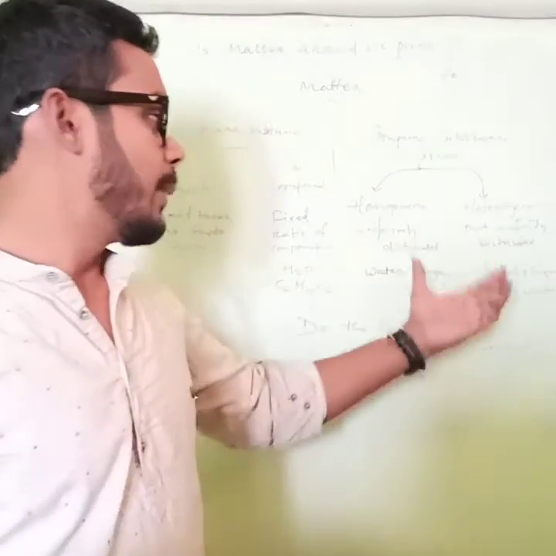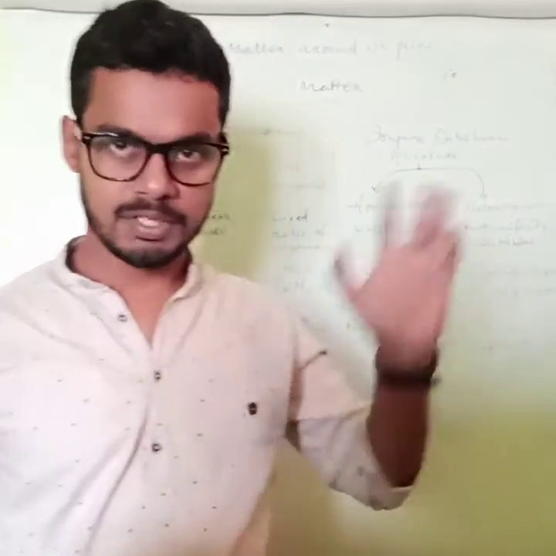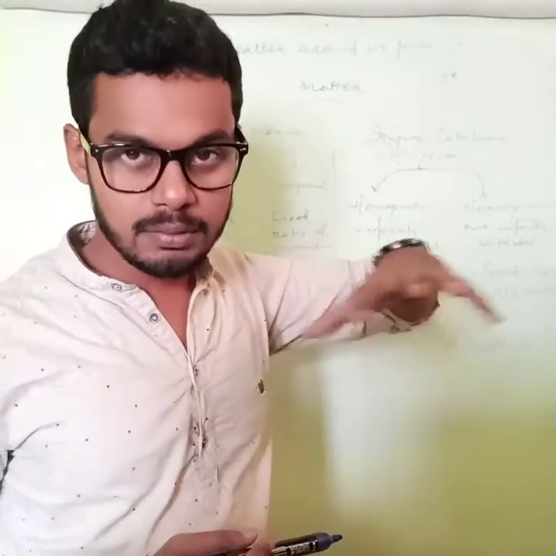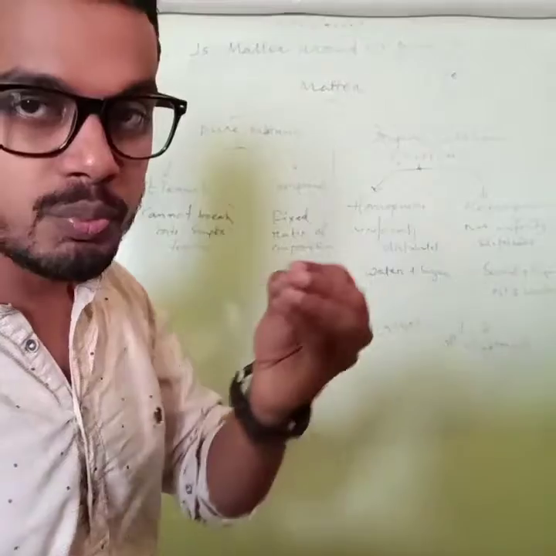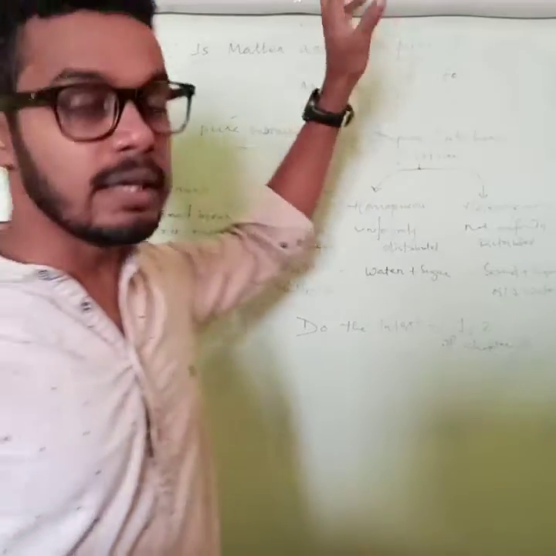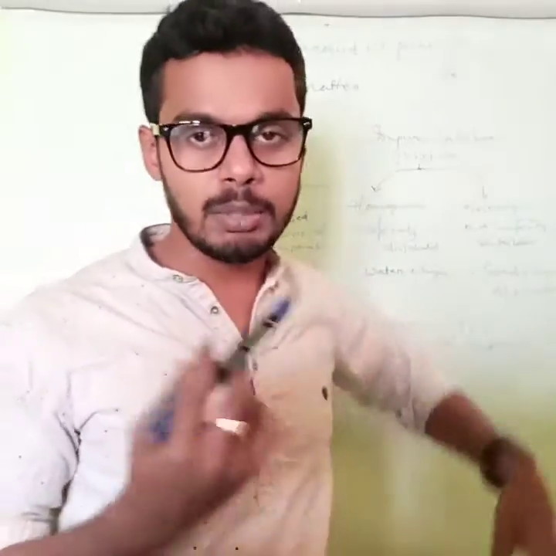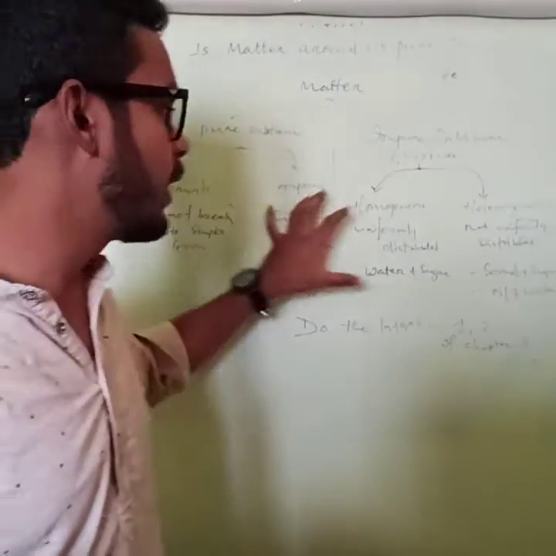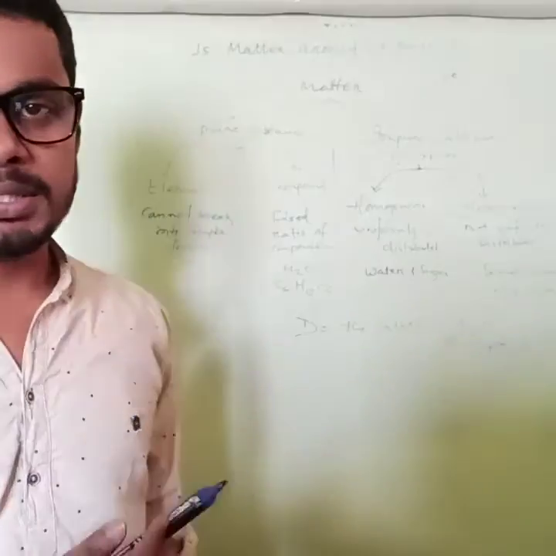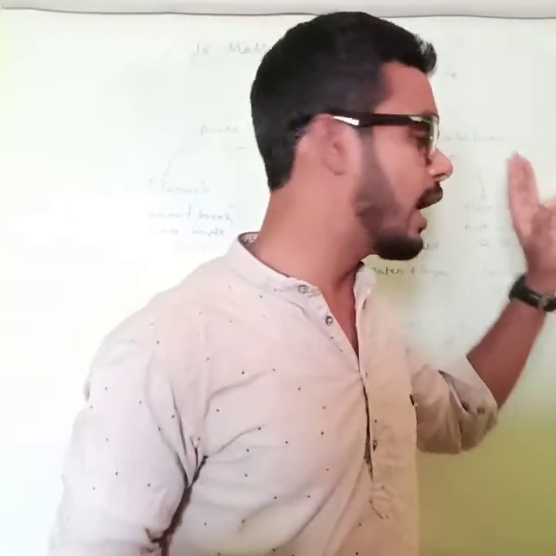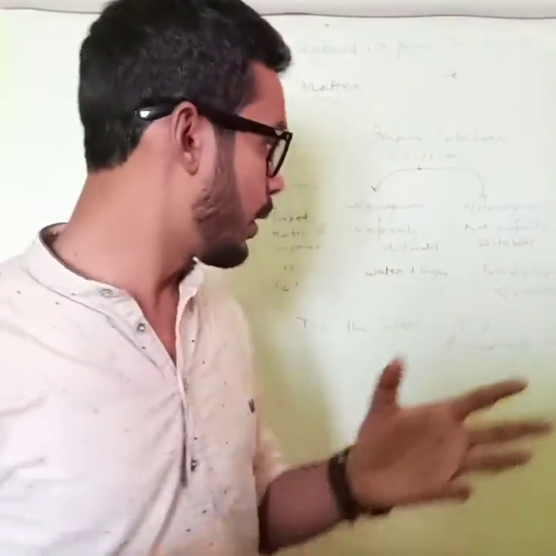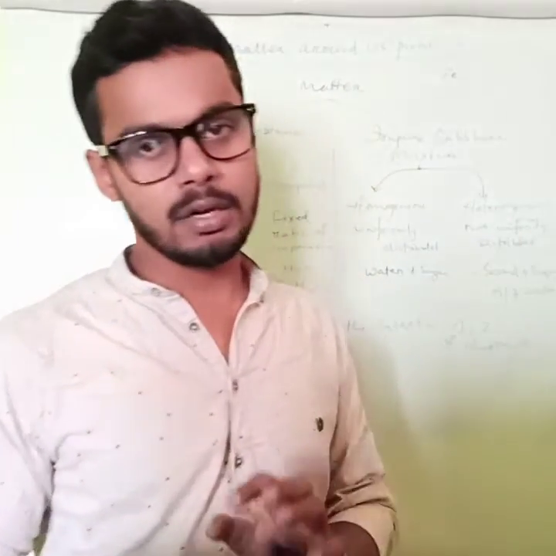So these are the types of mixtures we got to know about. Let's recap. What is matter? Matter is anything that has some space and occupies some volume and has mass. Matter available in our surroundings is of two types: pure substance and impure substance. Pure substances are only the elements and compounds, and in impure substances there are mixtures. A mixture is again of two types: homogeneous and heterogeneous. Homogeneous mixtures are uniformly distributed throughout the system, and heterogeneous means they are not uniformly distributed.